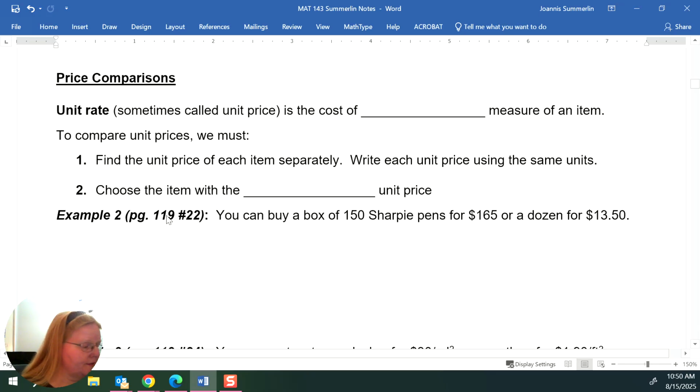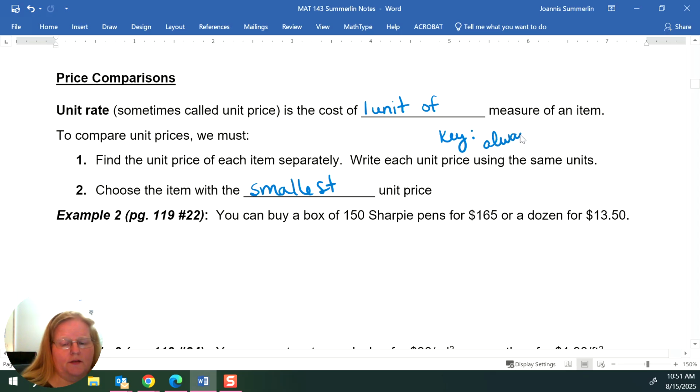Price comparisons. Unit rates, sometimes called unit prices, is the cost of 1 unit of measure of an item. To compare unit prices, we must find the unit price of each item separately, write each unit price using the same units, choose the item with the smallest unit price.